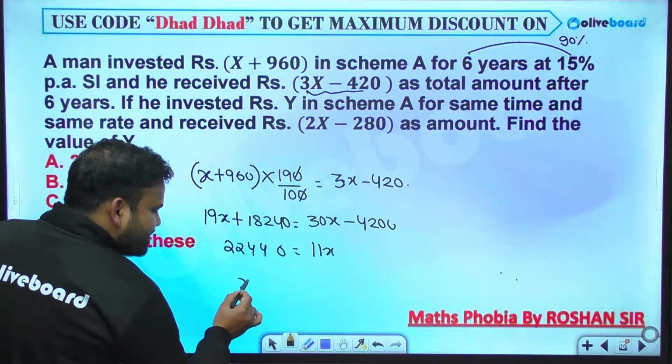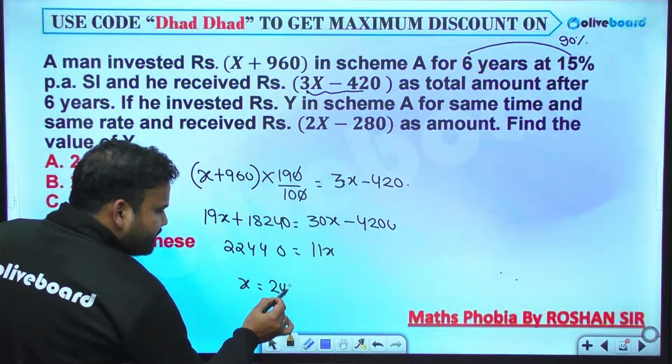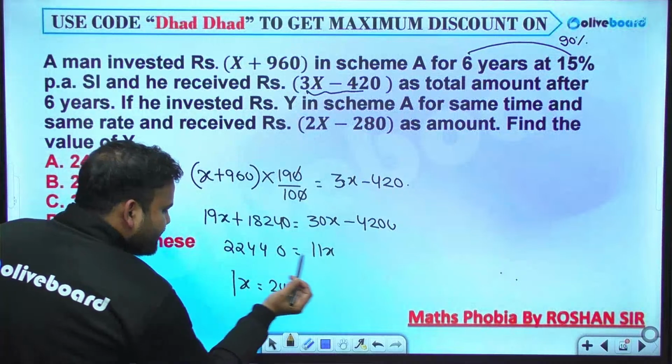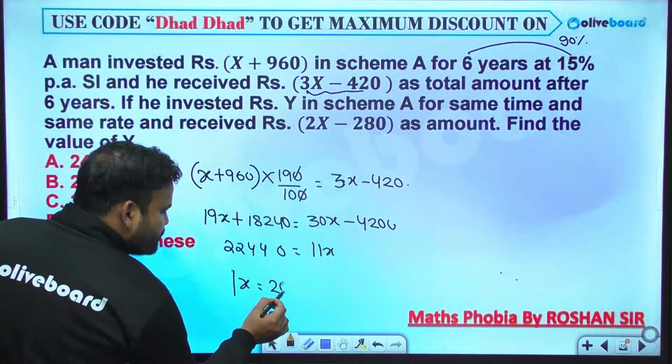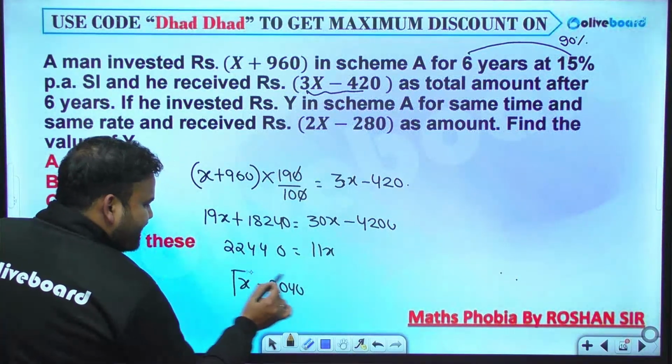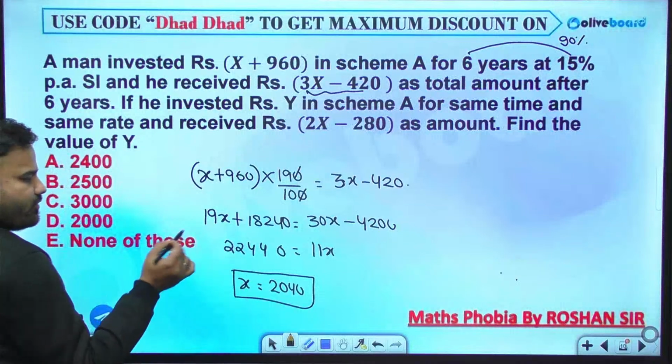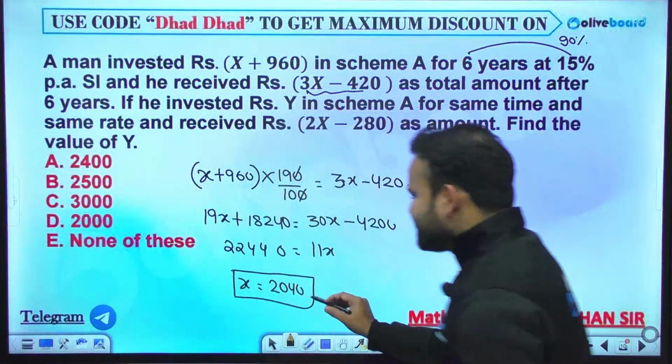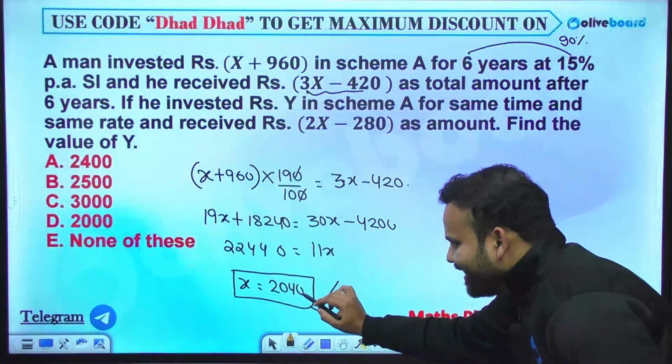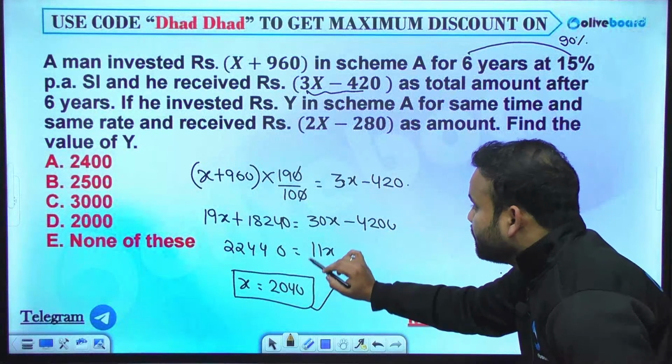So the value of x will be 2040. 11 times 2 is 22. 40. 4 was not eliminated, so this is 2040. The moment I get the value of x as 2040, put this x over here.